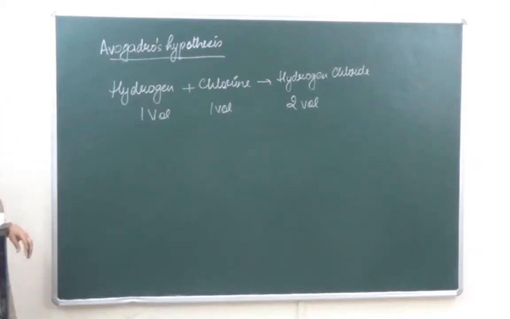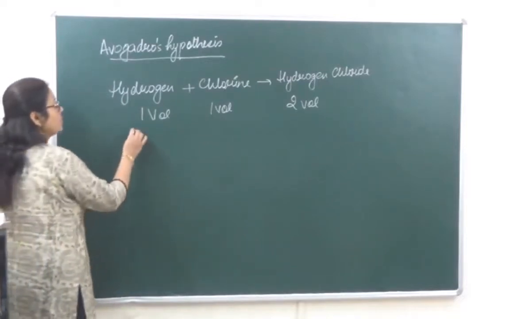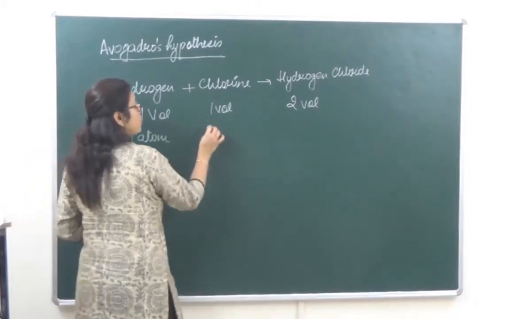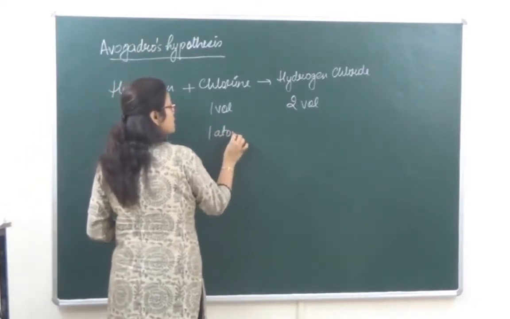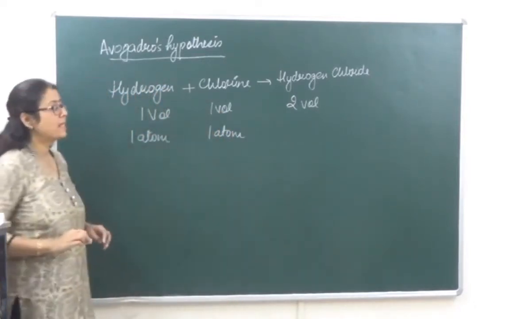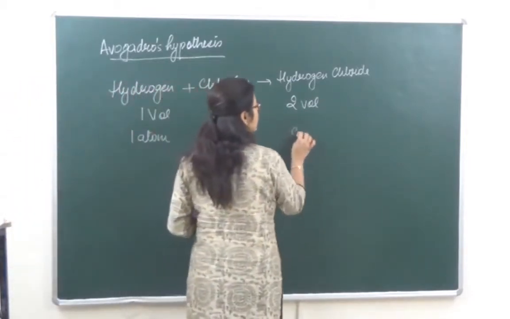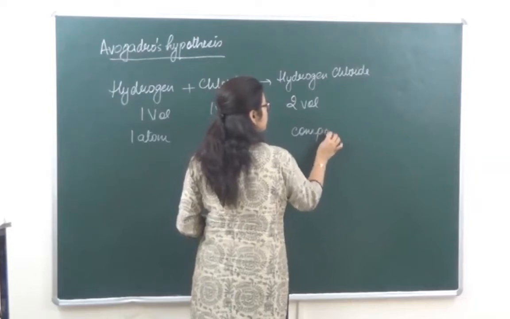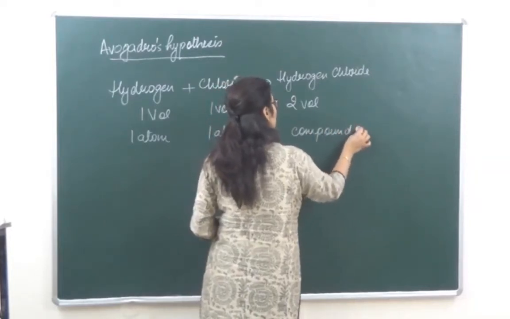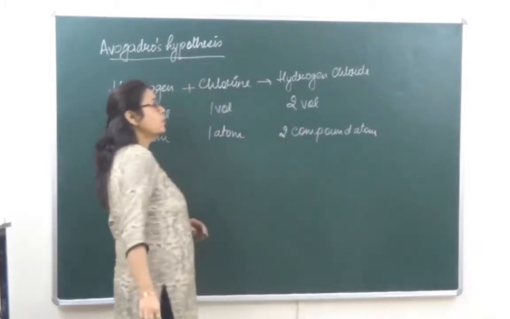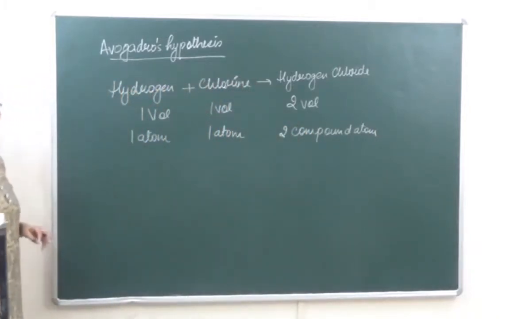And according to Dalton, what did he say? If one atom of this is combining with one atom of this, so that is going to give us what? It is going to give us a compound atom. In fact, two compound atoms, right?